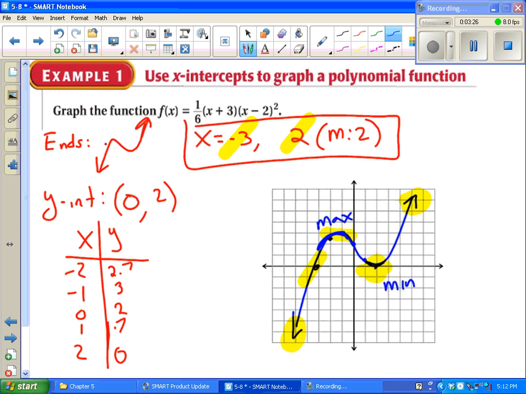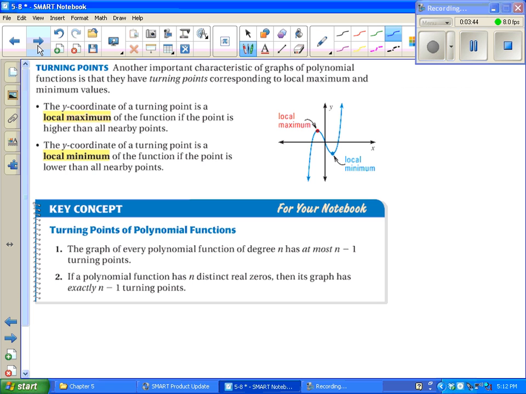Notice it's not the maximum of the entire graph, just the maximum in that little area. So we don't actually call them a maximum, we call them a local or relative max, or a local or relative minimum. We'll see that in the next slide. Local maximum happens at the top of a hill. Local minimum happens at the bottom of a valley. And this slide here tells you how many bumps you should have at the most.